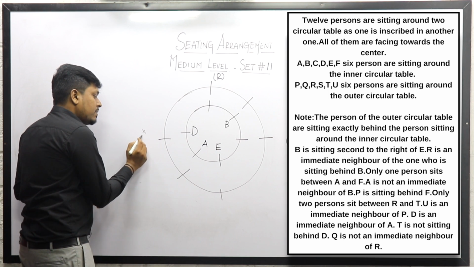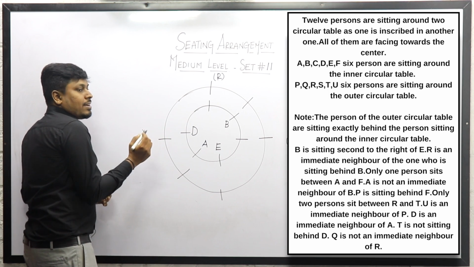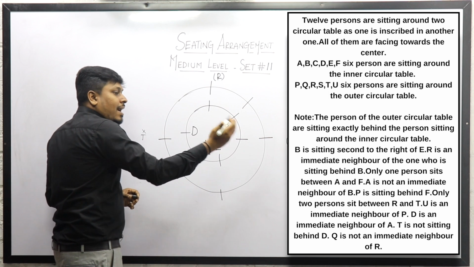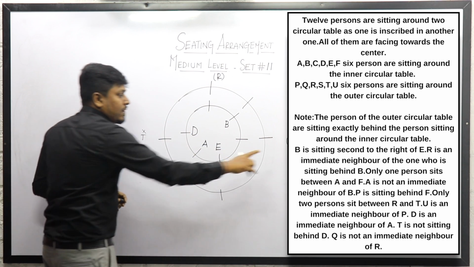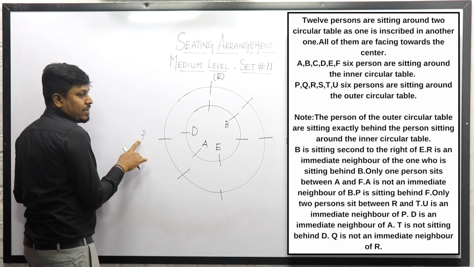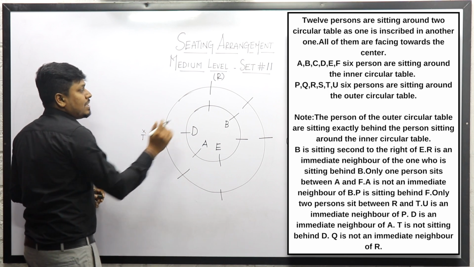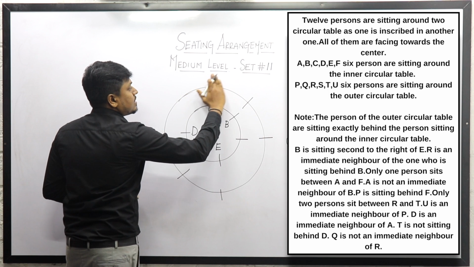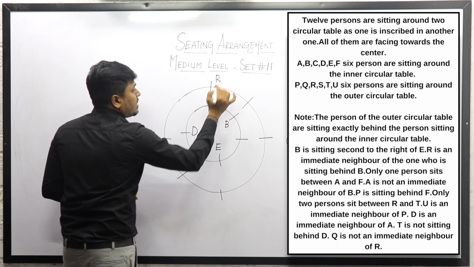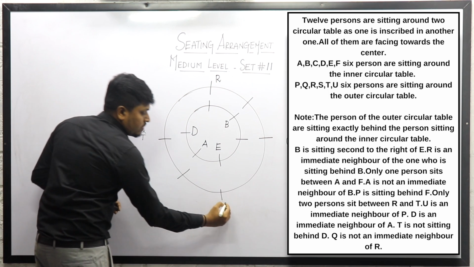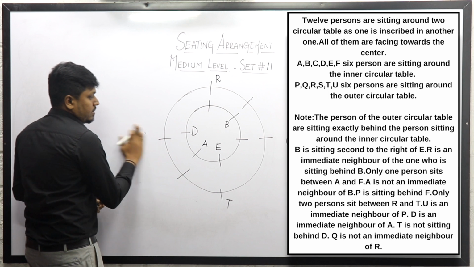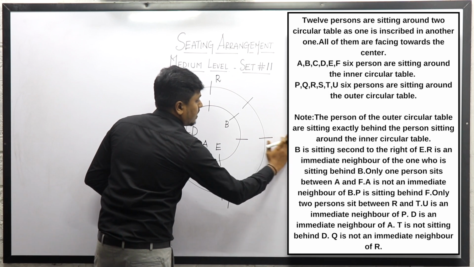If I can't fix T here, then definitely according to the previous point, between R and T there should be a gap of 2. If I fix R here, I can't fix T, because we already know that T is not sitting behind D. So the only chance is that I should definitely fix R here. Between R and T there should be a gap of 2, so I should fix T here, and this is not the place for R.